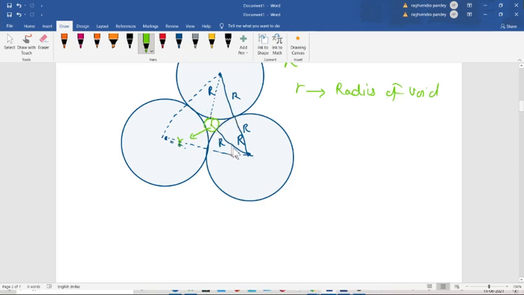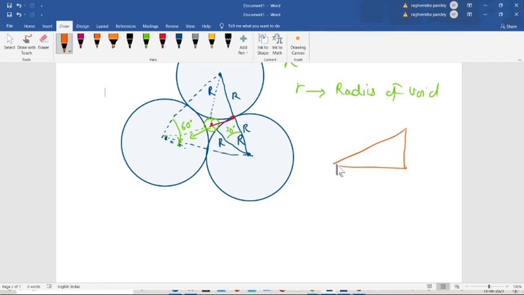For an equilateral triangle, the angle is basically 60 degrees, but we want only the 30 degree angle here. And when you see this, we are joining this point and this point, so again we are getting a triangle. If we see this triangle, let's make a triangle here.